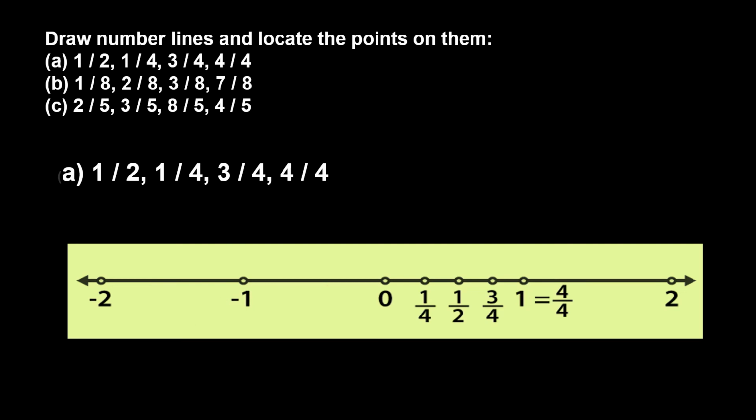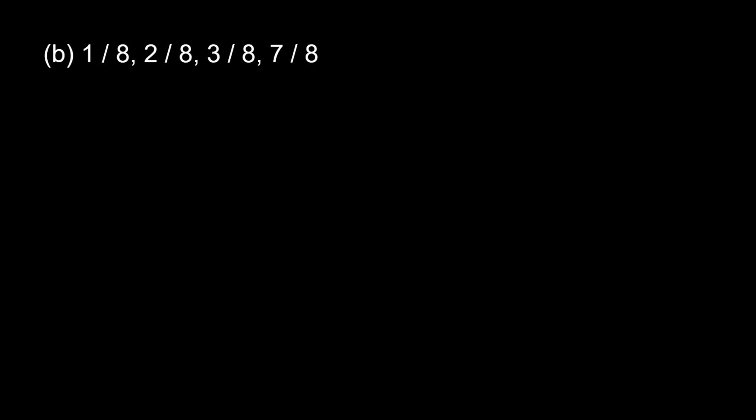Okay, so let's do the second one. Here, see the denominator: 1 by 8, 2 by 8, 3 by 8, 7 by 8. So we can divide 0 and 1 into 8 equal parts. Okay, so first one is 1 by 8, 2 by 8, 3 by 8, 4 by 8. You can mark 1 by 8 here, then 2 by 8 here, then 3 by 8 here, then 7 by 8 here. You can circle these: 7 by 8, then 3 by 8, and 2 by 8 and 1 by 8.